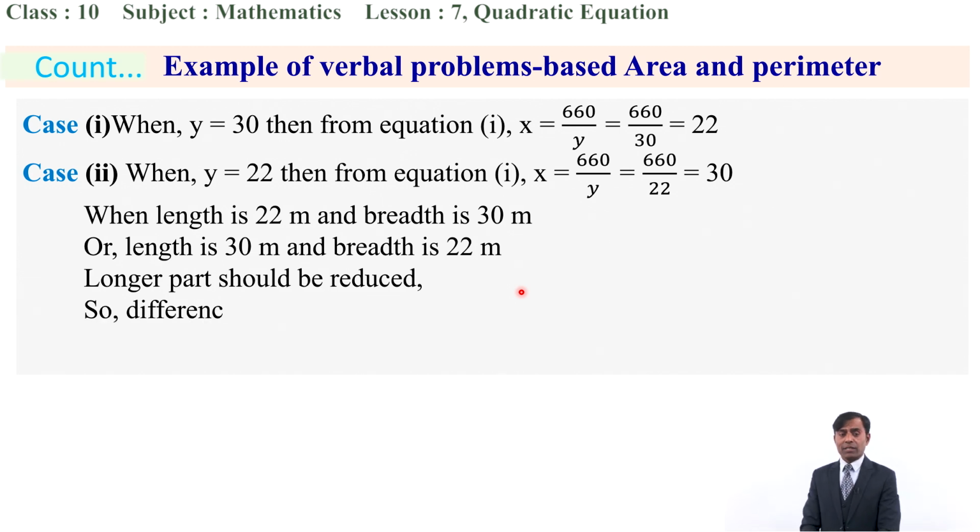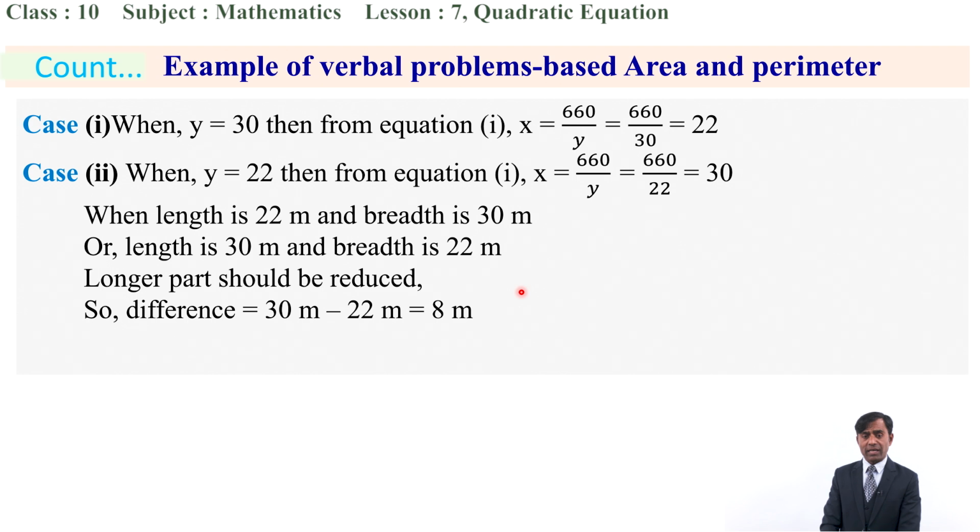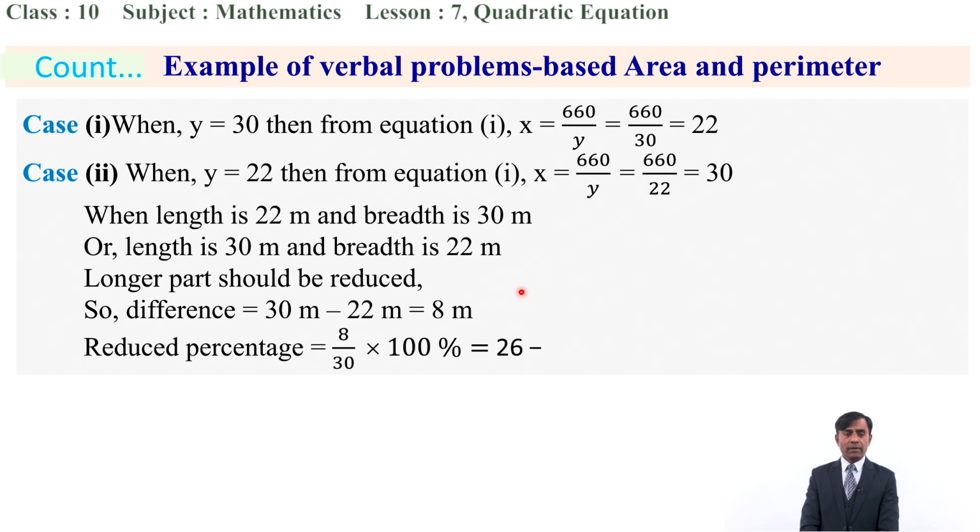So find the difference: 30 meter minus 22 meter is equal to 8 meter. Then the reduced percentage, how much the longer part is reduced? This means 8 by 30 times 100. This difference divided by 30 times 100 percent is equal to 26 and 2 by 3 percent.